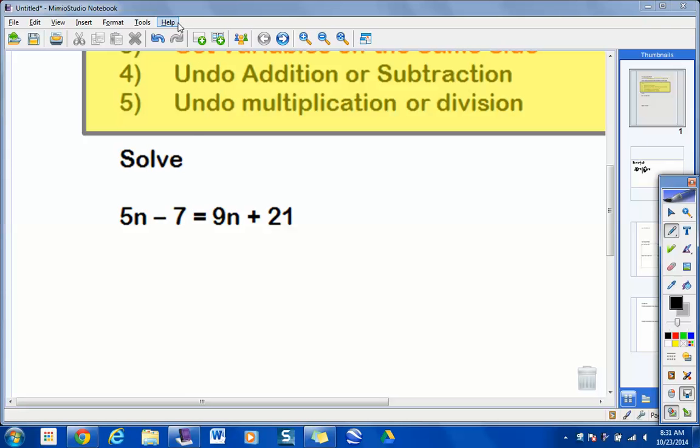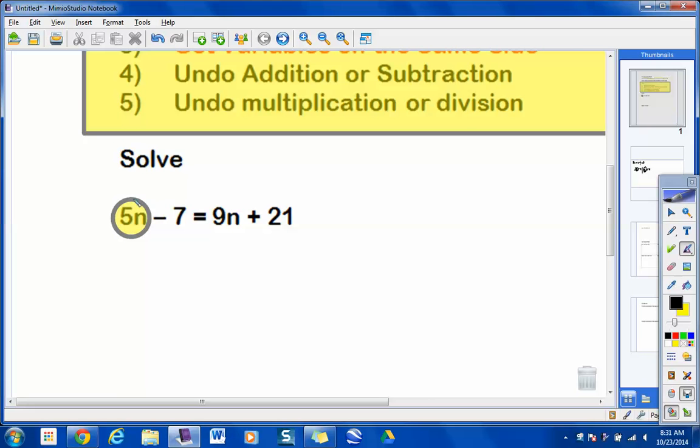Okay, this is the biggie. Get variables on both sides. What I'm going to choose to do here real quickly is this. On the left side, my variable expression is really 5n, isn't it? My variable expression on the right is 9n. Okay? We've got to get those to the same side.